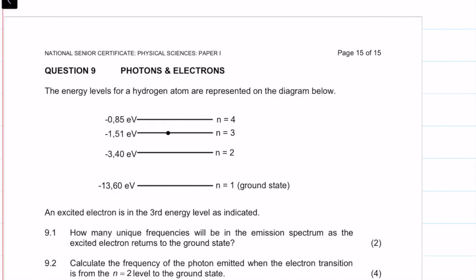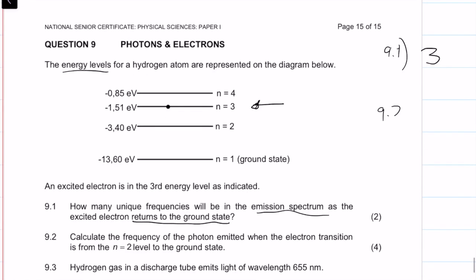The energy levels for a hydrogen atom are represented on the diagram. Okay, we can see that nicely. And then it says an excited electron is in the third energy level right there as indicated. Question 9.1. How many unique frequencies will be in the emission spectrum as the excited electron returns to the ground state? So that's just a theory question. So moving from the third energy level to the first energy level, there will be 3 unique frequencies.